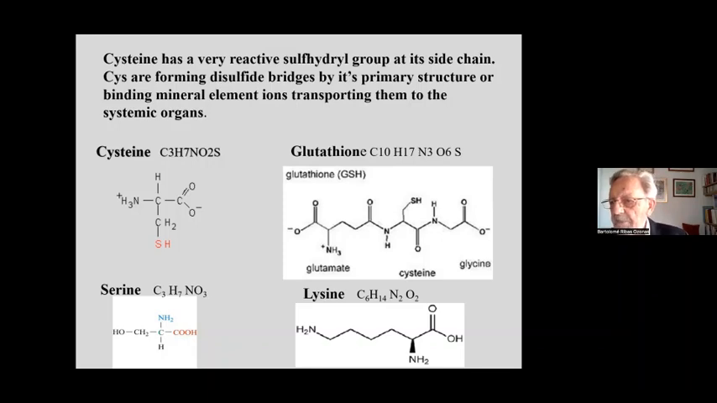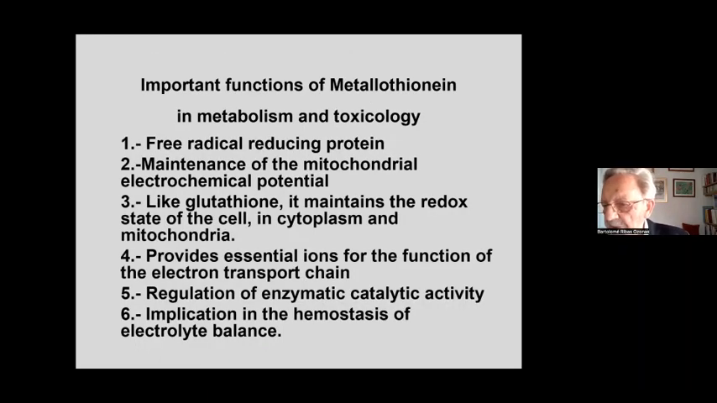In the next figure, we see the important functions of metallothionein in metabolism and in toxicology. Free radical reducing protein, maintenance of the mitochondrial electrochemical potential, like glutathione it maintains the redox state of the cell in cytoplasm, in mitochondria, and other cell organelles, provides essential ions for the function of the electron transport chain, and regulation of enzymatic catalytic activity, implication in the homeostasis of the electrolyte balance.